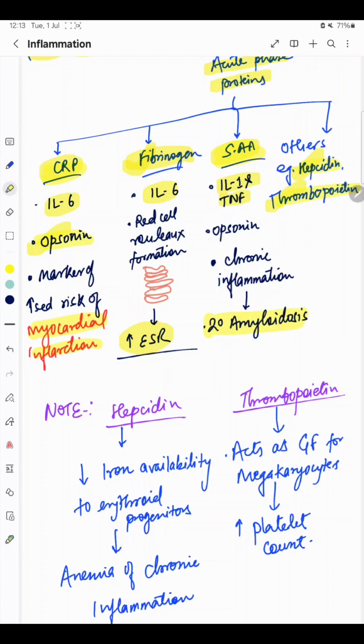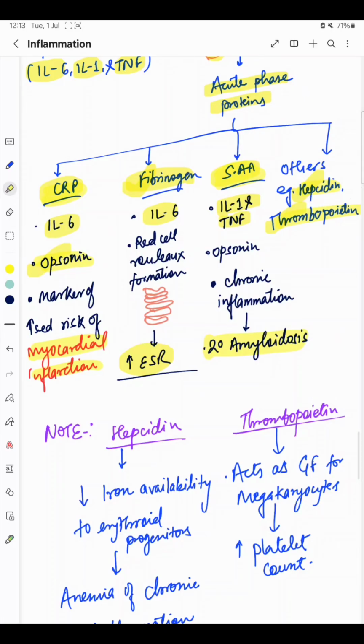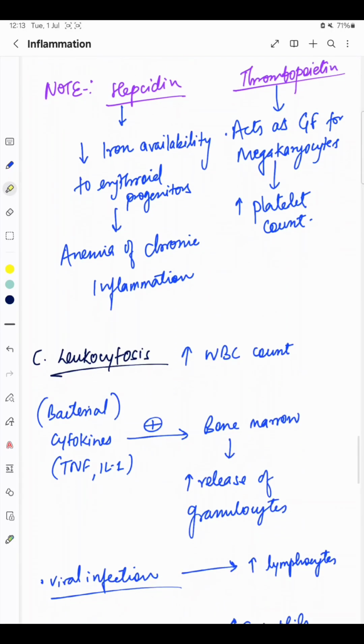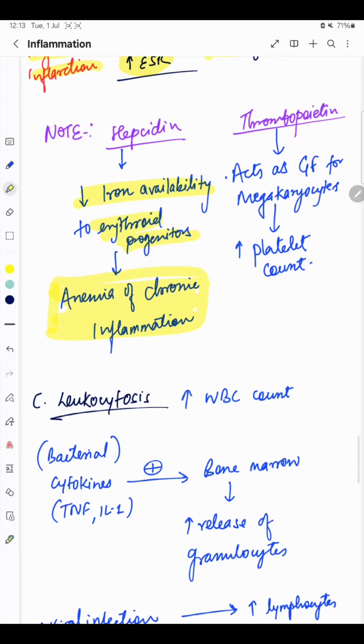Other proteins are hepcidin and thrombopoietin. Hepcidin decreases iron absorption and ultimately decreases iron availability to the erythroid precursors, and is responsible for the anemia of chronic disease or anemia of chronic inflammation. Thrombopoietin acts as a growth factor for megakaryocytes and increases the platelet count.